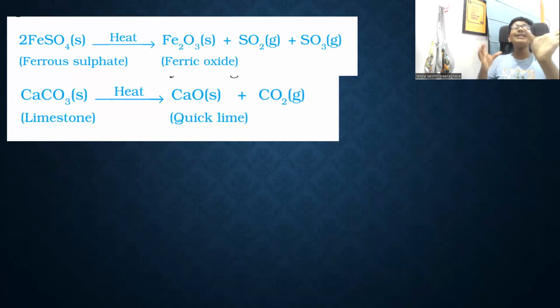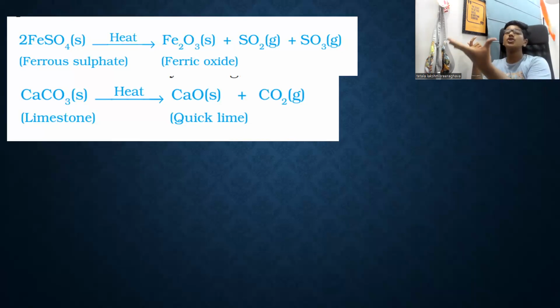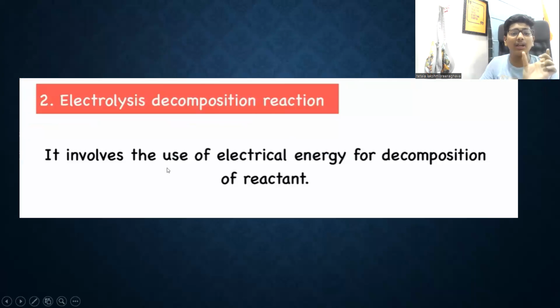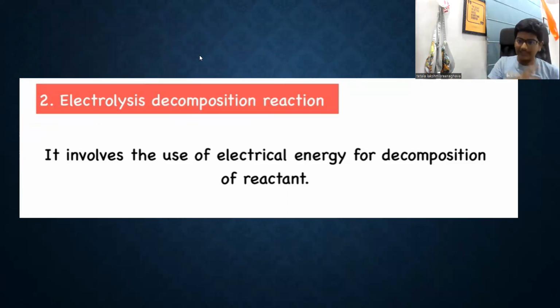See here, when one reactant supplied with an external condition such as heat gives us two different products, it is known as a thermal decomposition reaction. Let's move further, doing the second type, which is the electrolysis decomposition reaction. As the name suggests, electricity is involved in this type of decomposition reaction.